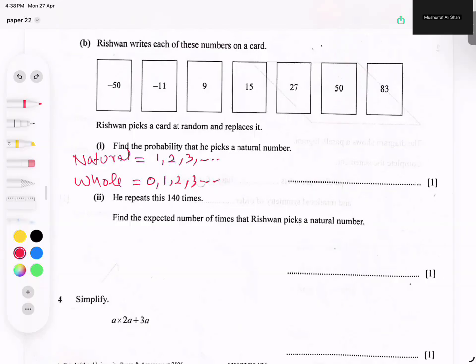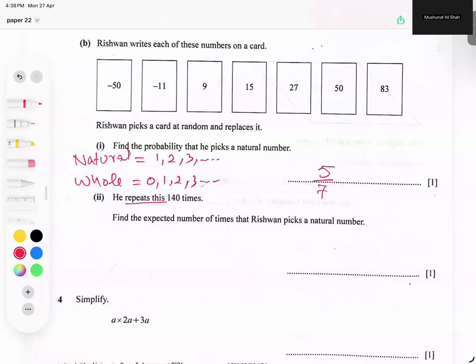So what is a natural number? I will not take negative numbers, make sure. So all the other numbers are natural numbers. So we have 1, 2, 3, 4, 5 numbers that are natural numbers. So 5 out of 1, 2, 3, 4, 5, 6, and 7. So 5 out of 7 is our final answer.